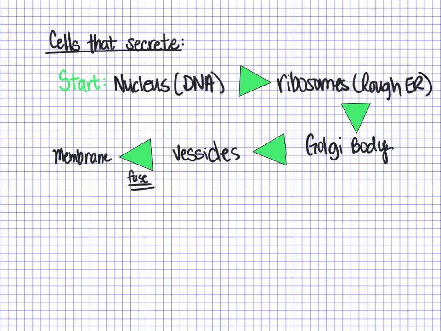Now, this would be very similar in a process where it is secreting a lipid of some kind. The difference is that in the case of a lipid that's being secreted, instead of coming from the ribosomes on the rough ER, we would have the substances being made in the smooth ER. So I'm going to add that underneath.